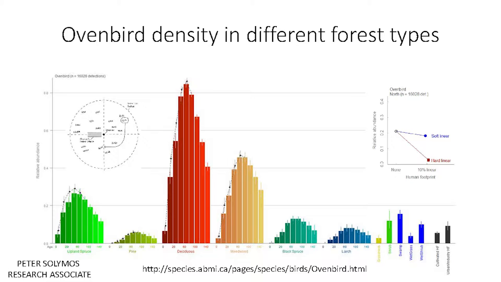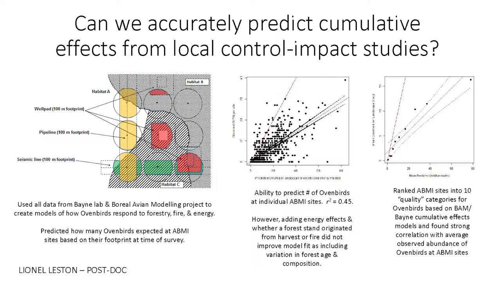But what we can do is take the model that Peter and Jim have made, and we can make predictions about how many birds are out there on the landscape. So what we did here is we tried to take the local studies where we looked at all of that detail and add them up to see how well we could predict. How we did this is we split the data, because we have huge amounts of data. We have, I don't know, 60,000 point counts that went into this.